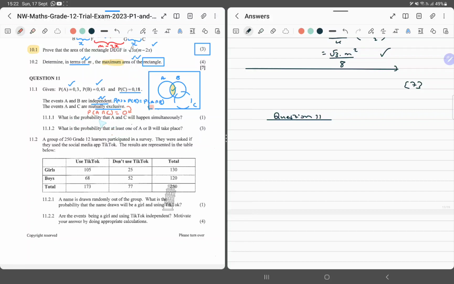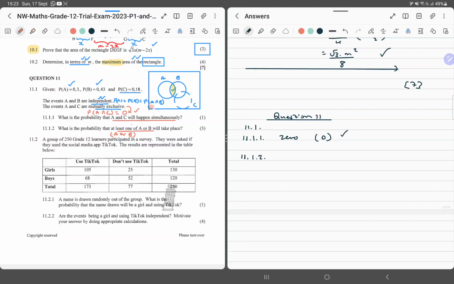It says now, what is the probability that A and C will happen simultaneously? We've already answered it by analyzing that statement. So we've got 11.1.1. We know that this is 0. Or you can even write standard box. 1 minus 1 problem. It says now, what is the probability that at least either A or B?